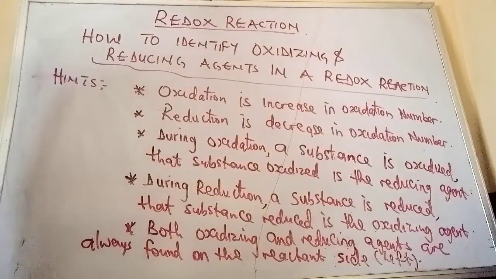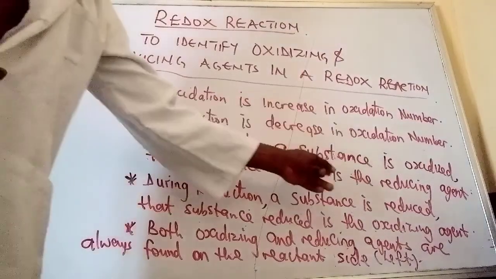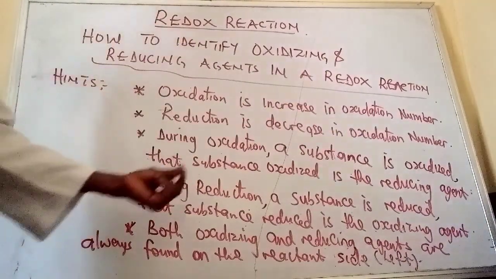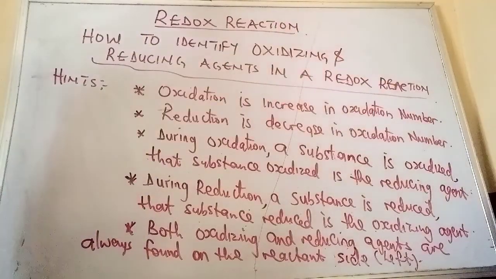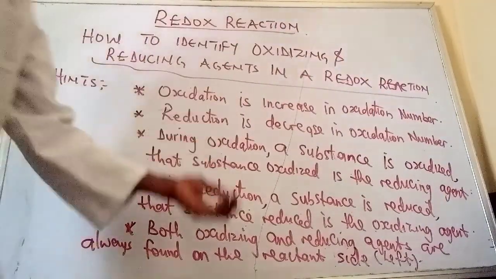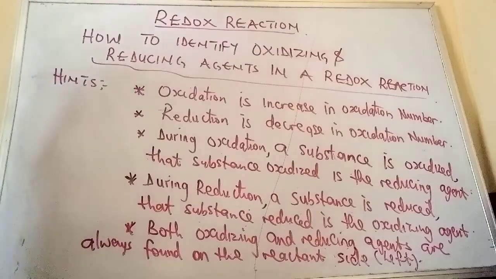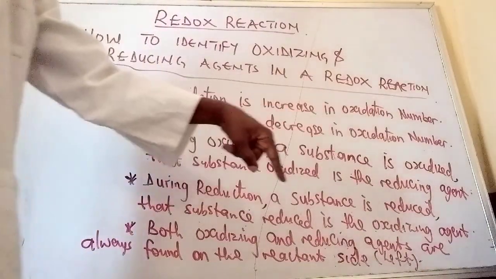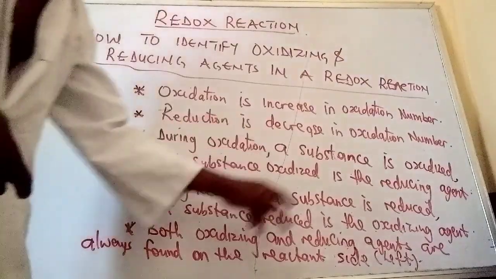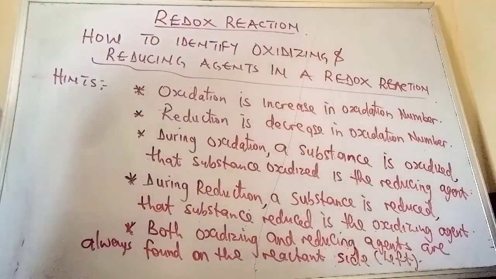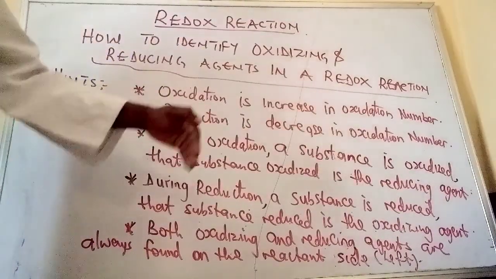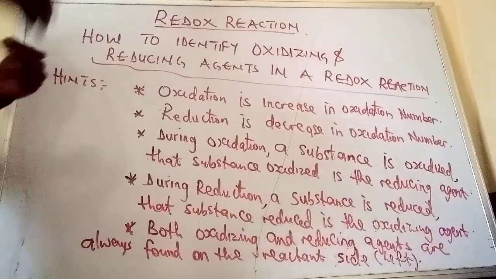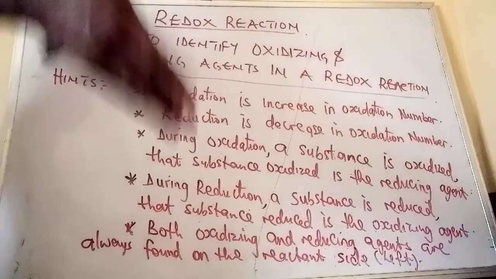Please take note of that. And of course, any substance that is oxidized means is the substance whose oxidation number is increasing, and such a substance is the reducing agent. While during reduction process, a substance is reduced, and that substance that is reduced is called oxidizing agent. A substance that is reduced is the one whose oxidation number is decreasing from left to right, that is from reactant side to the product side.